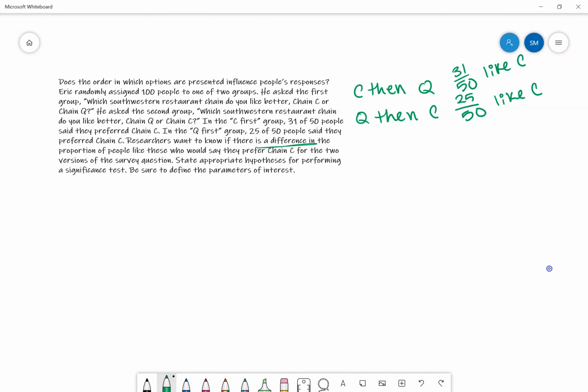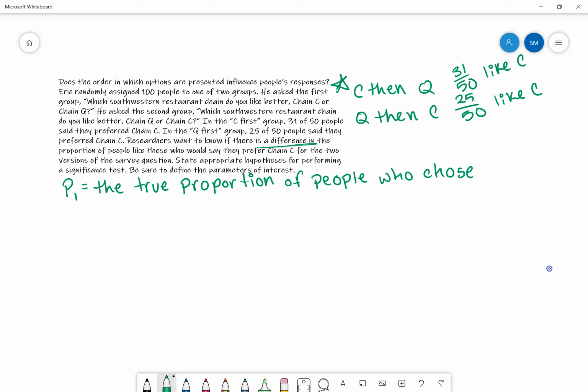So let's go ahead and start with figuring out what we know. We're going to start by identifying what is P sub 1. So I kind of wrote it up here. P sub 1 is the true proportion of people who chose C when asked C first.